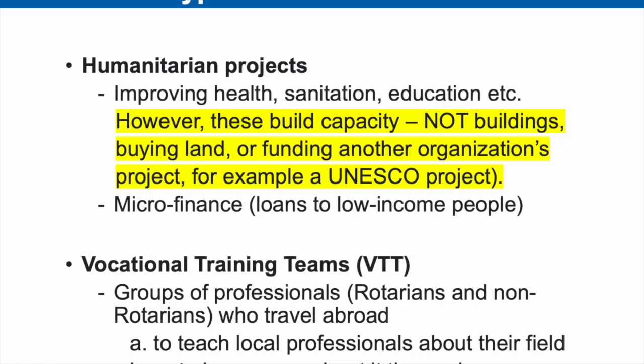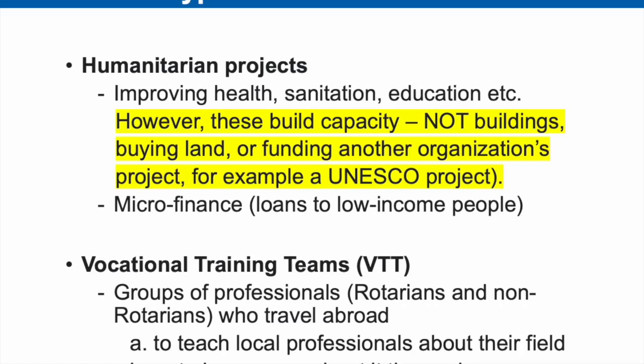But there's a caveat to this. It's very important you understand that these grants are intended to build capacity, not buildings, not buying land, and not funding another organization's projects. For example, a UNESCO project, very worthy as it might be, Rotary funds are not being used for that purpose. We also support microfinancing global grants, and those basically provide loans to low-income people.